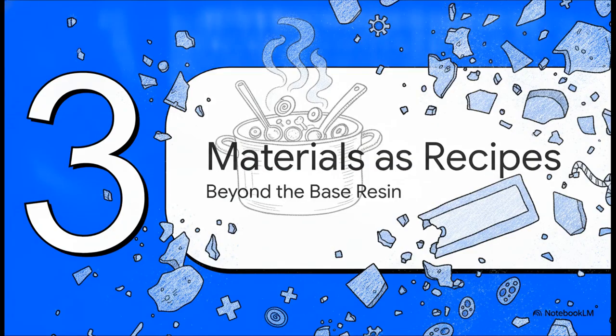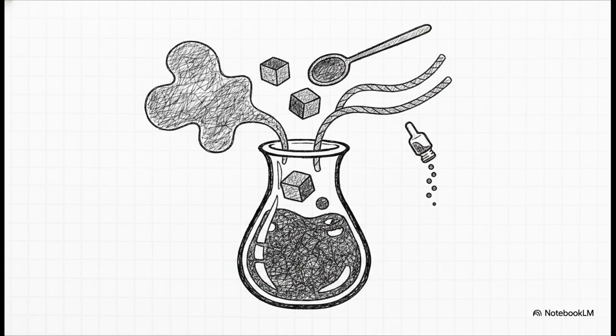Moving on to Section 3, materials are complex recipes. We've got to shatter this illusion right now. A basic label like polyurethane absolutely does not tell you everything you need to know about a material. Actually, scratch that. It barely scratches the surface. A material like the Flexethane 90A in our case study is a super complex recipe.